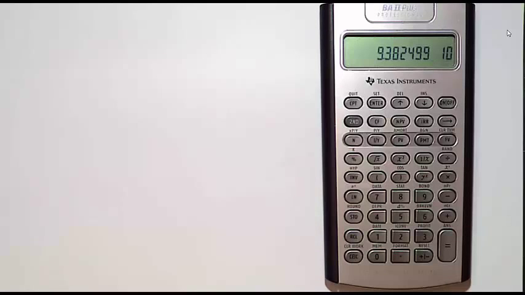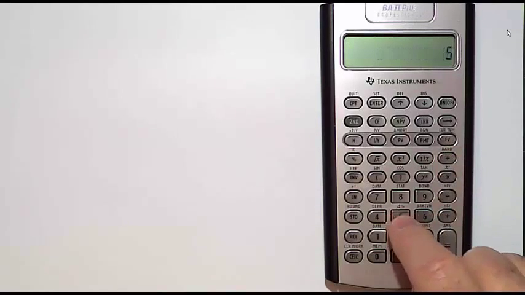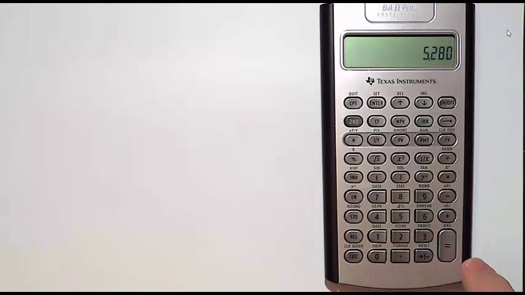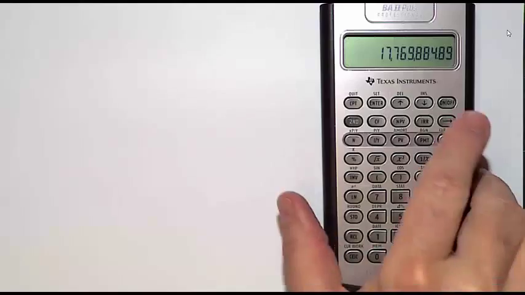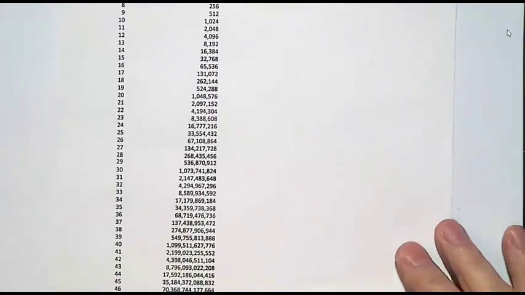Okay, that's how many feet. Now, how many feet in a mile? Well, it's 5,280 last I checked, so I'm going to divide by 5,280 feet per mile, and that gives me 17,769,884 miles tall. Does that make sense? Well, let's take a look.